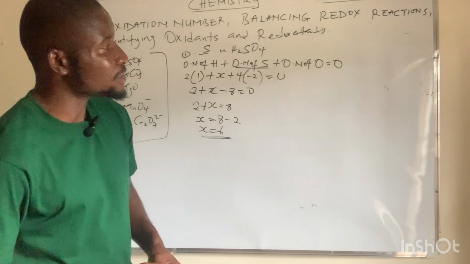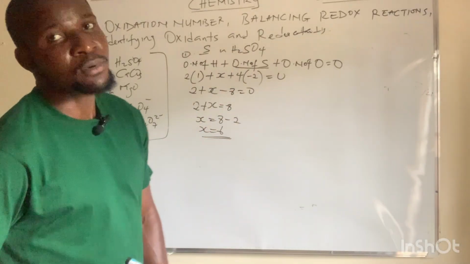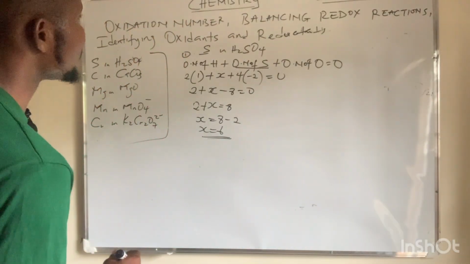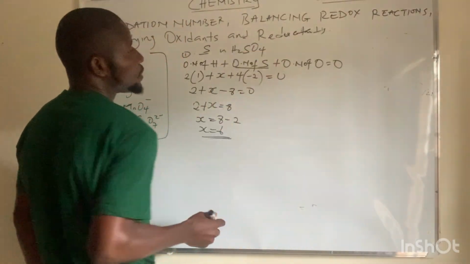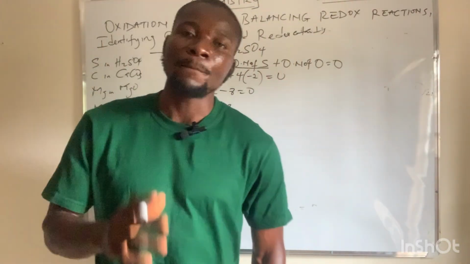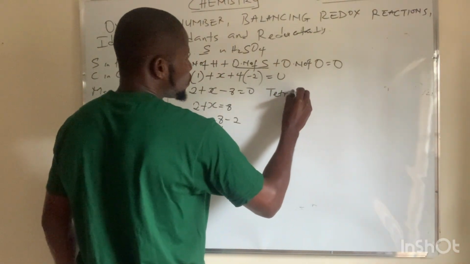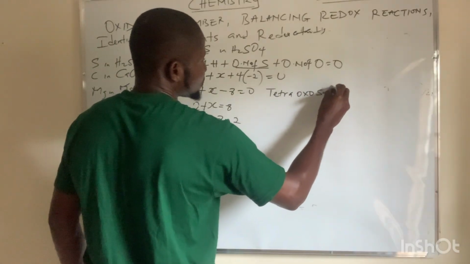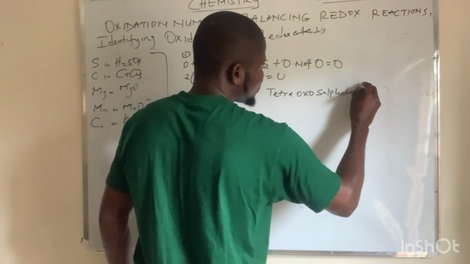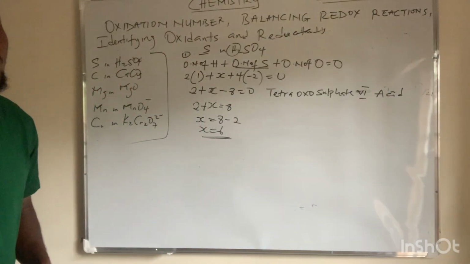Now I want you to know that with the calculation of the oxidation number of this sulfur, you can name this particular inorganic compound. Very easy. If you look at this, this is tetra, 4. Just like we say mono for 1, di for 2, tri for 3, tetra for 4, penta for 5, as the case might be. So in this case, this is tetraoxosulfate, sulfate 6 in Roman numeral. Acid, because of the presence of hydrogen, it is an acid. So this is how you get it done.